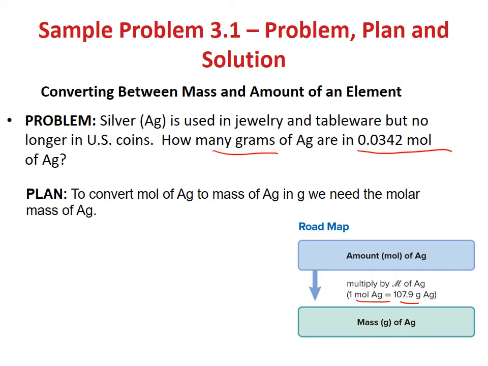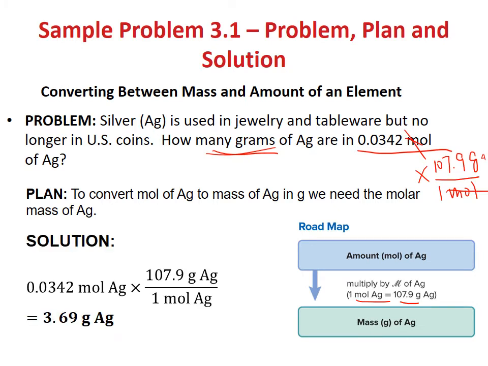And we need to use it as a conversion factor because we want to cancel the number of moles and we want grams. So we should write 1 mole on the bottom, and 107.9 grams of silver on top, so that the moles cancel each other and give you how many grams. So here we start with the given number of moles, multiply by this conversion factor, and 0.0342 times 107.9 gives you the answer.